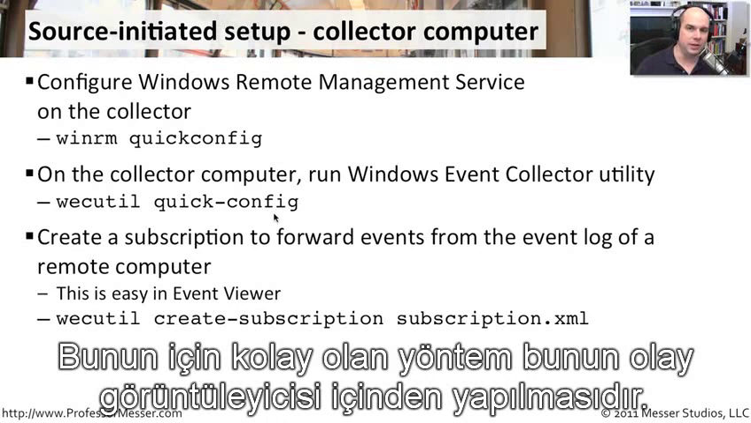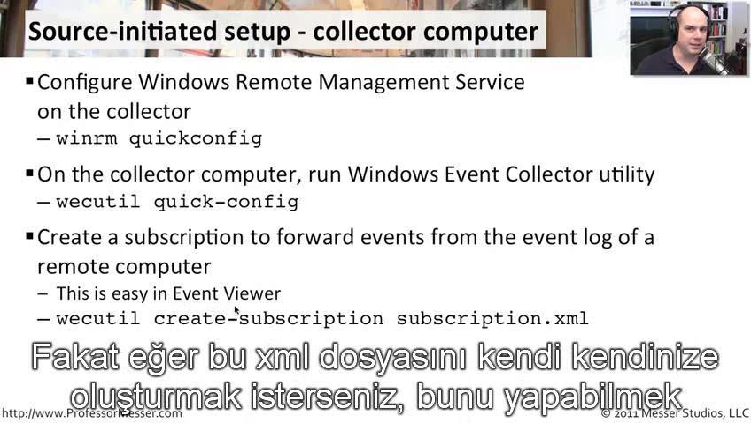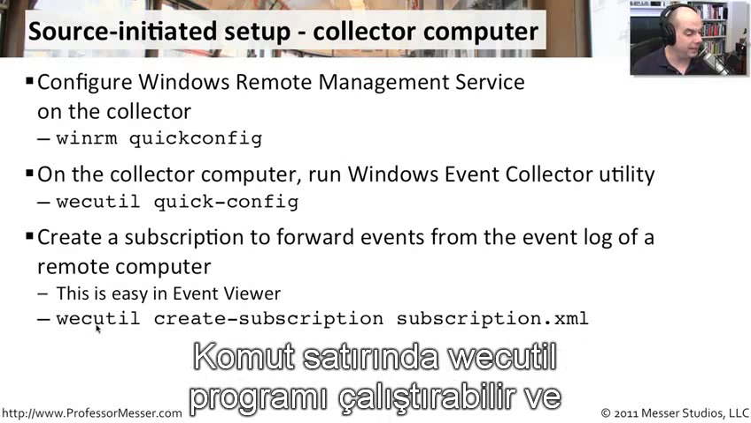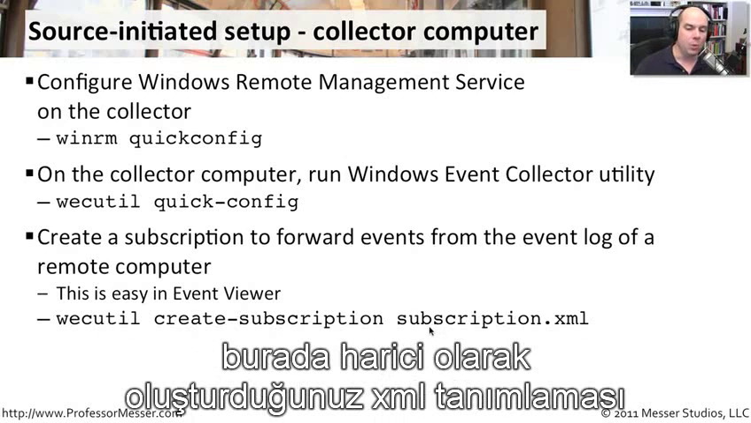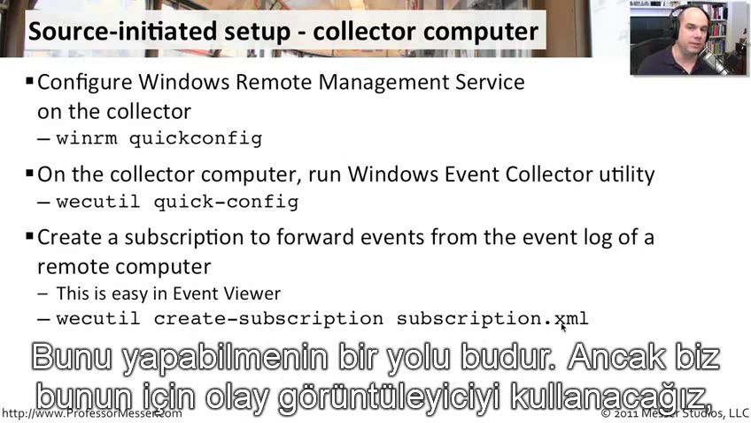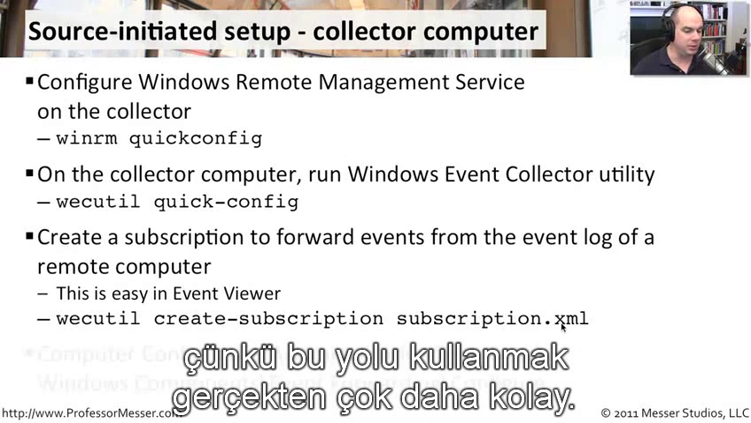The easy way to do this, by the way, is in Event Viewer. But if you wanted to build this XML file yourself, it's a little bit complex, but you technically could do that. You could run the wecutil program at the command line to create the subscription there with the XML definition that you had created externally to the Event Viewer. So that's one way to go about doing it. We're going to use the Event Viewer because it's really easy to use that way.